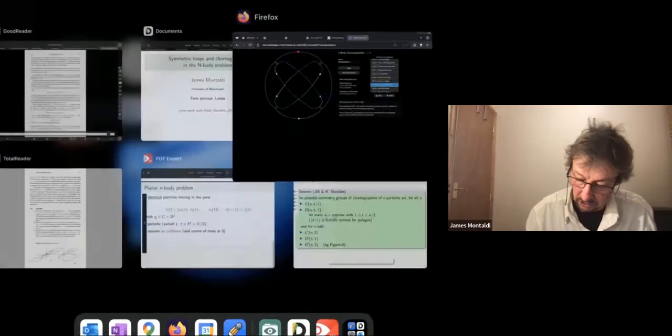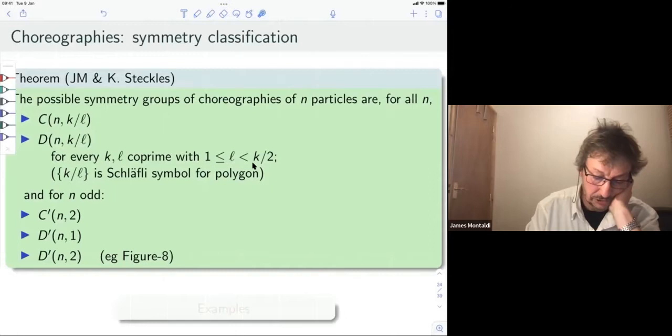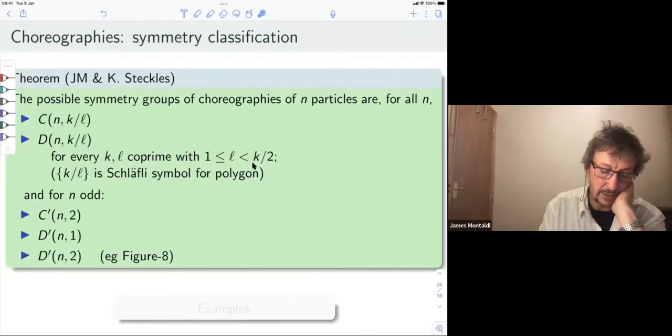So how does one classify or talk about the different connected components? So choose one of these symmetry groups and analyze the connected components of the set of loops with this particular symmetry. So we've done that, Katie and I, for the cyclic ones, not for the dihedral ones.